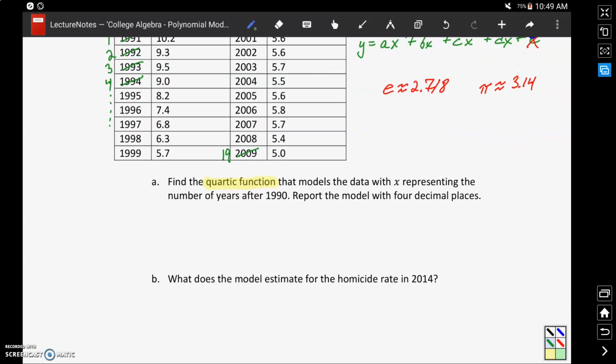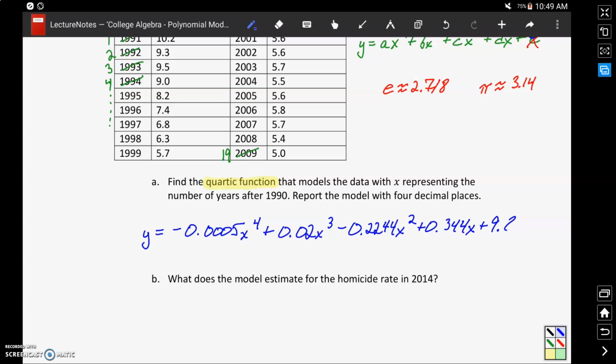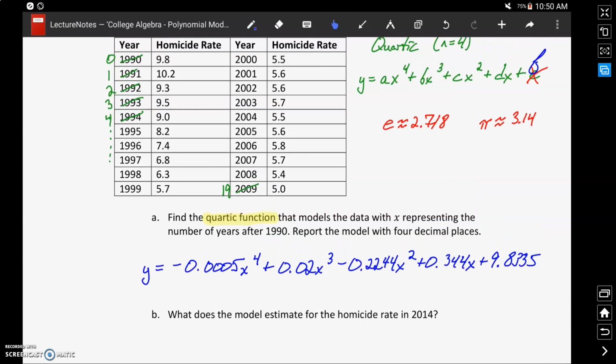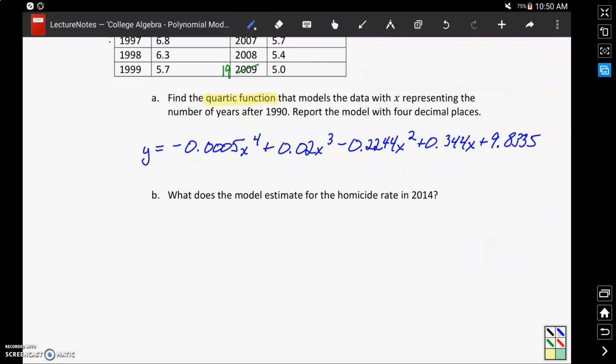We can enter that information in Desmos, just as we did with the previous examples, and what we should be able to arrive at would be a model equal to negative 0.0005 x to the 4th plus 0.02 x cubed minus 0.2244 x squared plus 0.344x plus 9.8335. Again, as long as you input something of this form as that model that we want to construct, making sure not to use e, Desmos should kick out each of those different values for the coefficients for you.